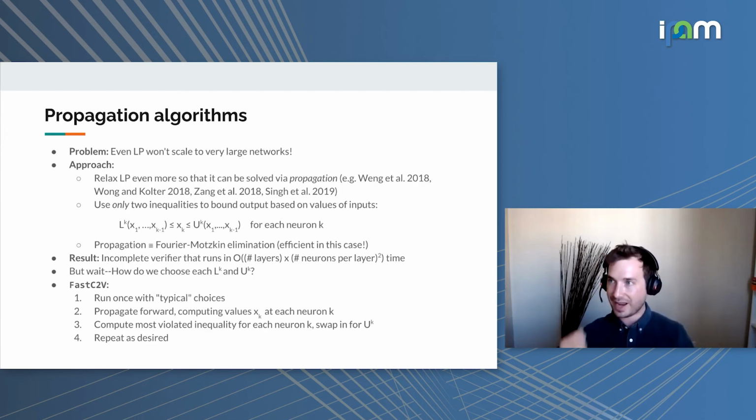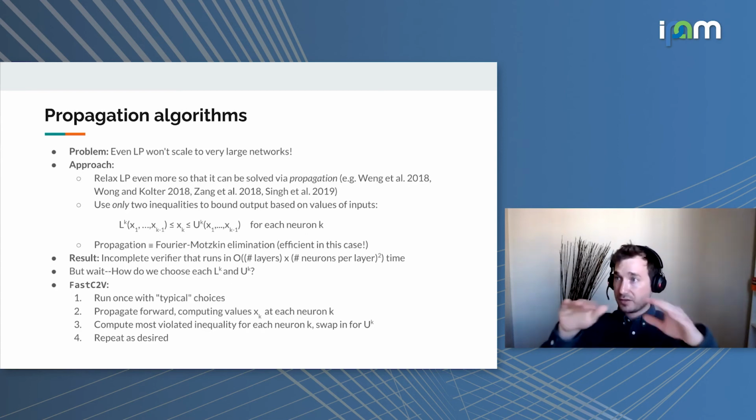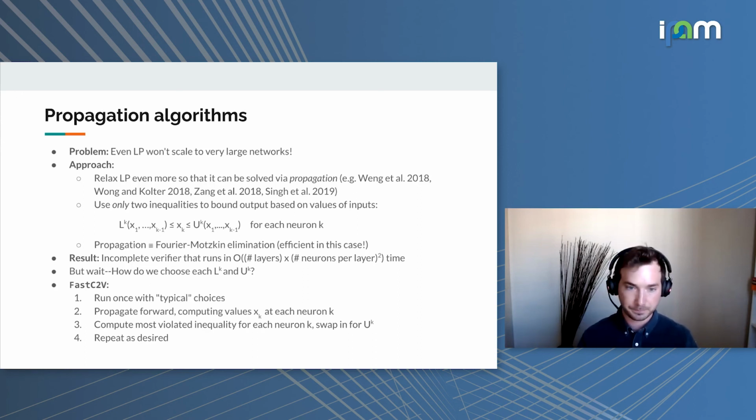So let's look at an individual neuron in the network. You might have a series of upper bounding inequalities and lower bounding inequalities on the output of that neuron. What we're going to do is throw away all but one upper bound inequality and all but one lower bound inequality. So we're relaxing this LP further. But the nice thing is that we can now solve this LP very efficiently through a propagation-type algorithm. You can think of this as a Fourier-Motzkin elimination-type procedure. And so what we end up with is an incomplete verifier that we can optimize efficiently.